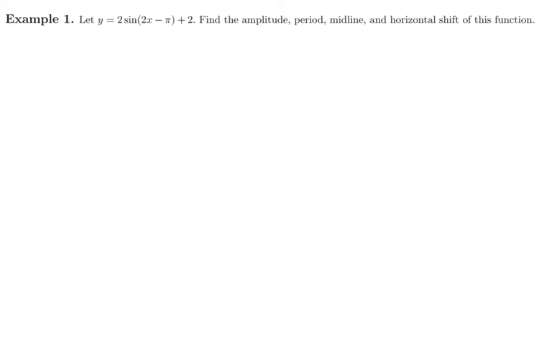Now I want to move on to an example. This example says, let y equal 2 sine of (2x minus pi) plus 2. Find the amplitude, period, midline, and horizontal shift of this function. So remember, our amplitude was the absolute value of a. Our period is 2 pi over the absolute value of b. Our midline is y equals k. And our horizontal shift is h.